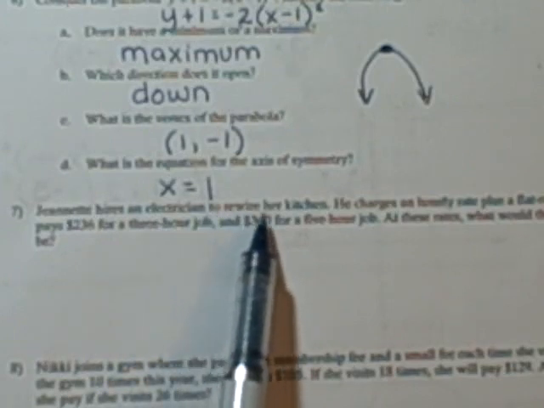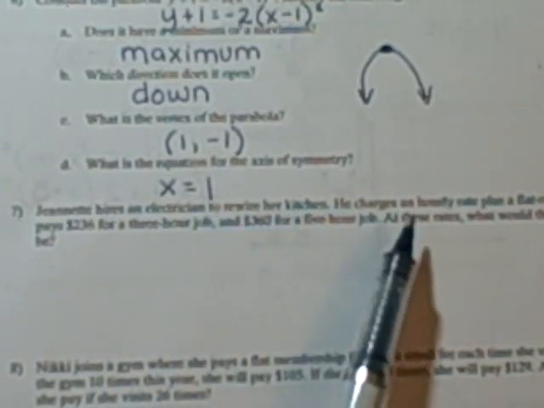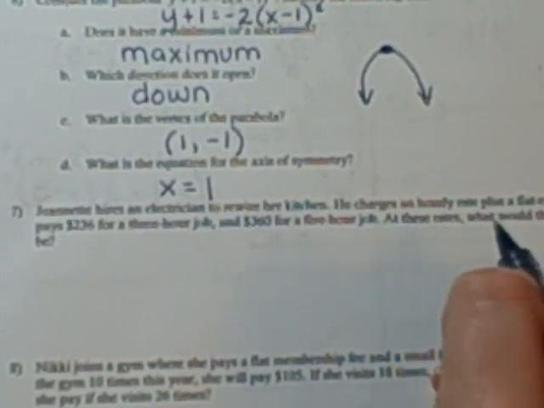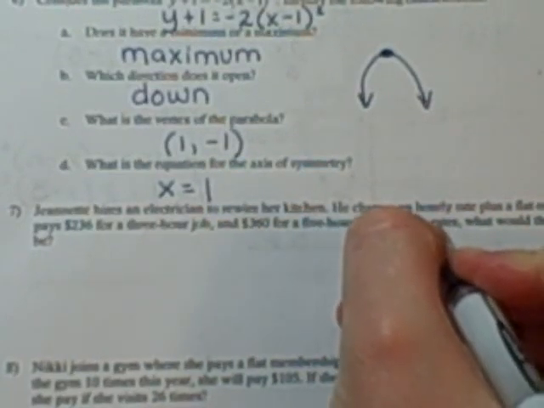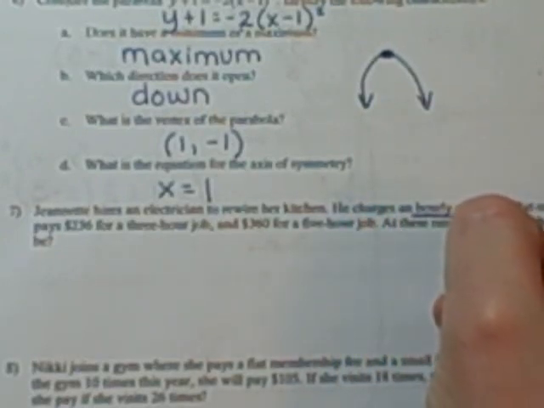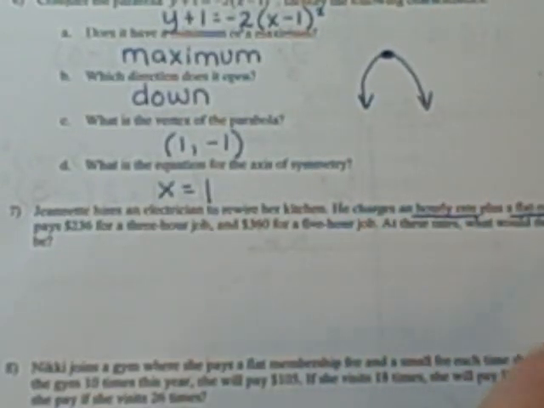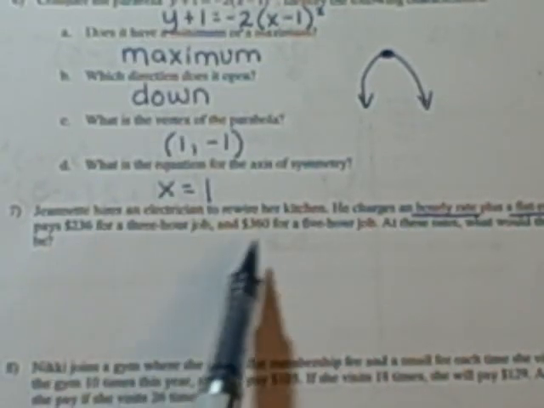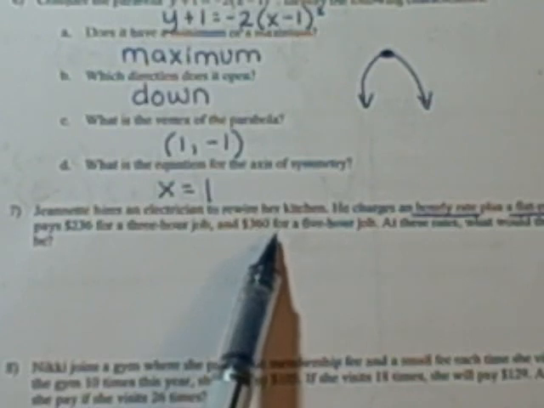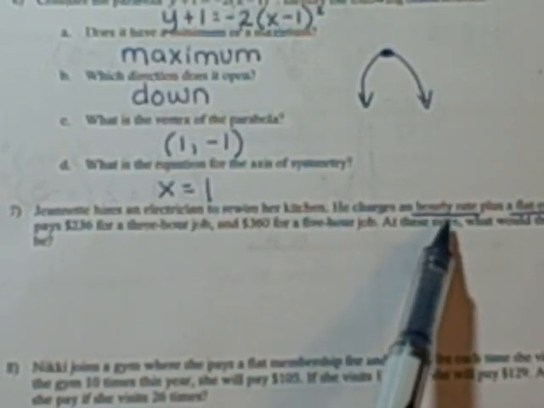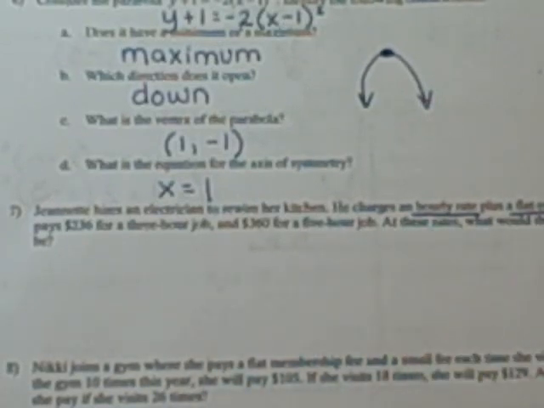Jeanette hires an electrician to rewire her kitchen. He charges an hourly rate plus a flat rate service charge. So it sounds to me like these are the pieces that I need to know to figure out a total charge. I need to know an hourly rate and I need to know a flat rate. Then it goes on to describe how much she would pay for a 3-hour job and how much she would pay for a 5-hour job. And it wants you to figure out what a 2-hour job would be. But I can't answer any of those questions until I know this hourly rate and this flat rate.